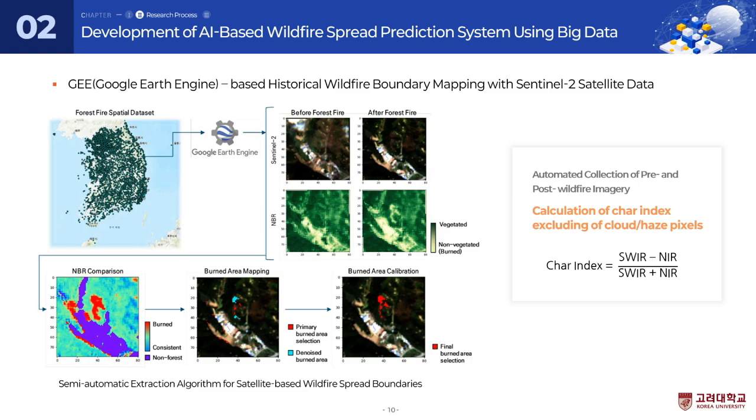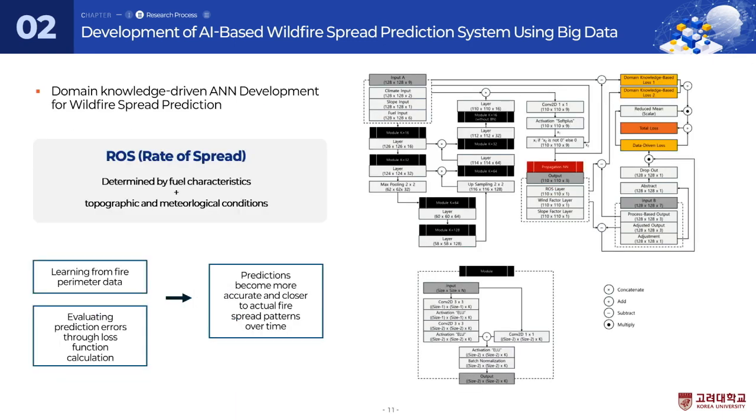Using this data, we built historical fire parameter records using Sentinel-2 satellite images from Google Earth Engine. To analyze these fire parameters, we developed a deep learning-based module that automatically collects fire images. This module creates composite images from multiple data before and after the fire to reduce quality variations from single images, then extracts burn indices.